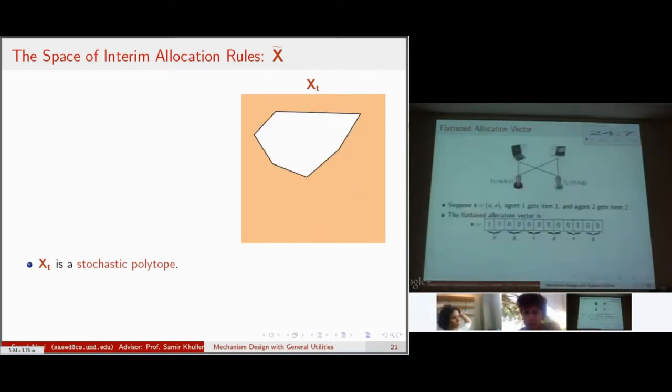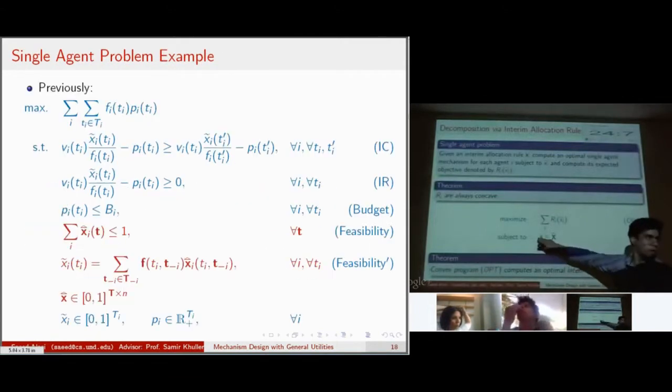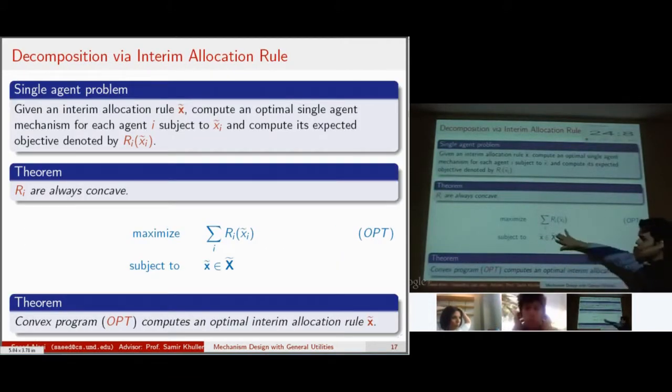Basically, I want to use this convex program to compute the optimal interim allocation. But the thing is that this is a polytope, the polytope of interim allocations, and we don't know how to represent it.